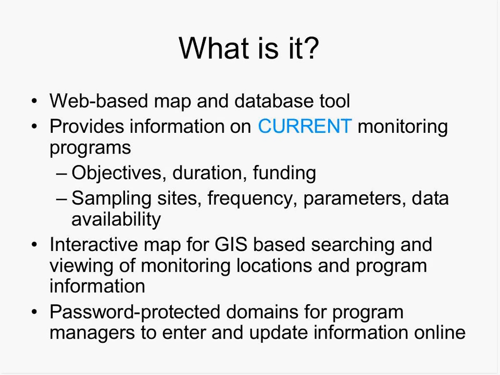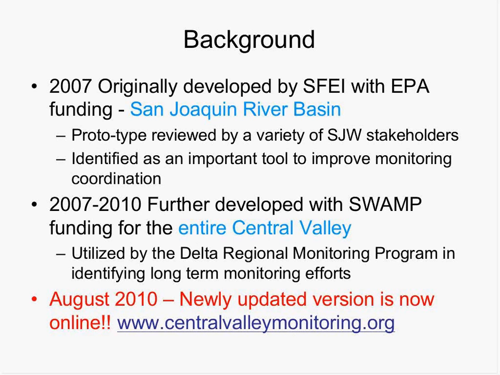I'll demonstrate shortly. The directory provides an interactive Google map for GIS searching and viewing of monitoring locations and program information. Another feature that we think is critical to the success and usability of this directory is password-protected domains for program managers to enter and update their information online. This entry system provides program managers instant access to the information and real-time editing. Stephen Yang will show you a demonstration of this feature in a little bit. I will just give you a little background on the directory.